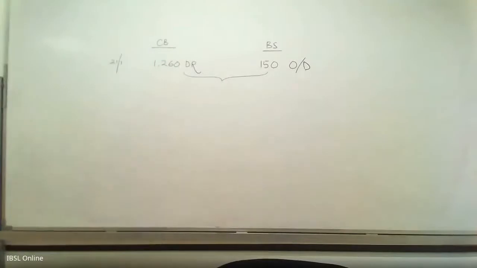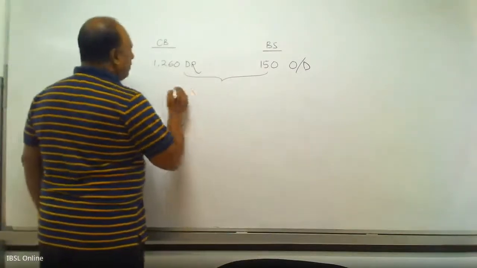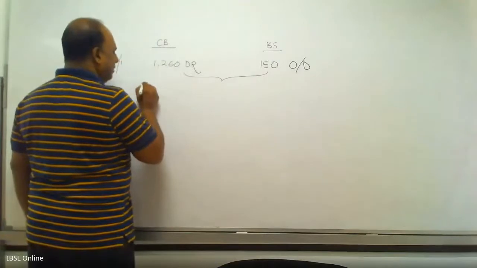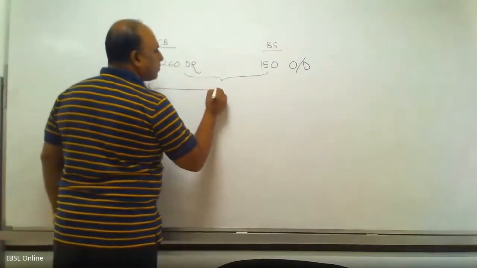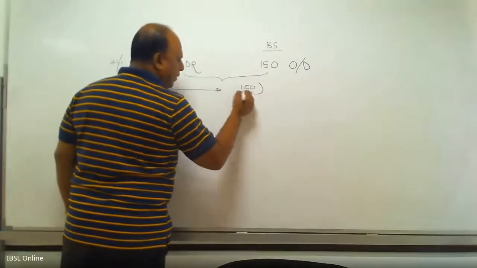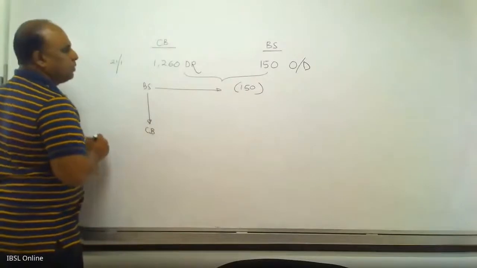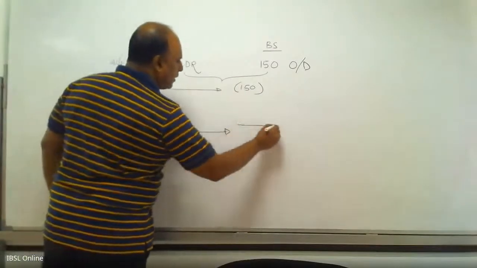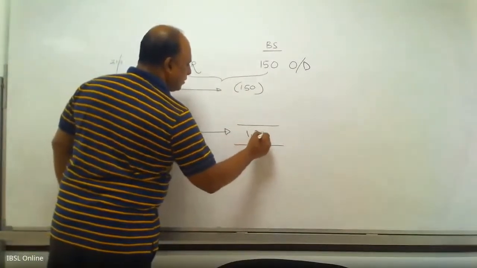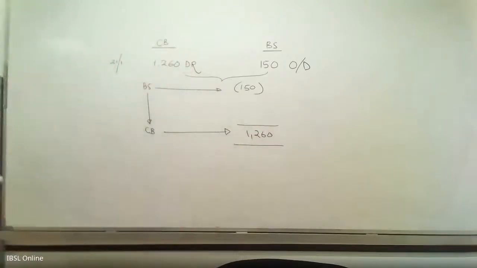Now the question is, how do I reconcile these two? So what does it mean? If you are starting with the bank statement, you are 150 negative, and you are reaching to the cash book, which means you have to reach 1,260 positive. So how will you do it? That is the question.